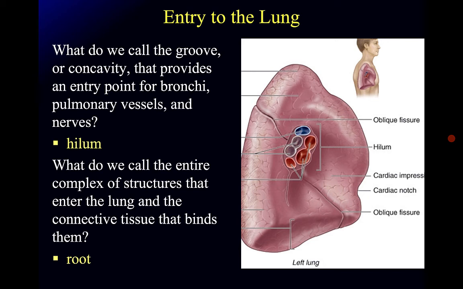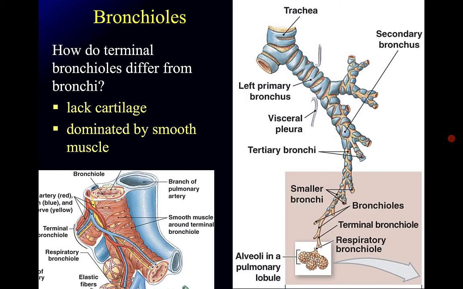So if you were to have to remove a lung to do, say, a lung transplant, you would actually have to cut through that root there, through the pulmonary arteries, pulmonary veins, and through those bronchi. Same thing as if we were to remove a lung during a dissection.